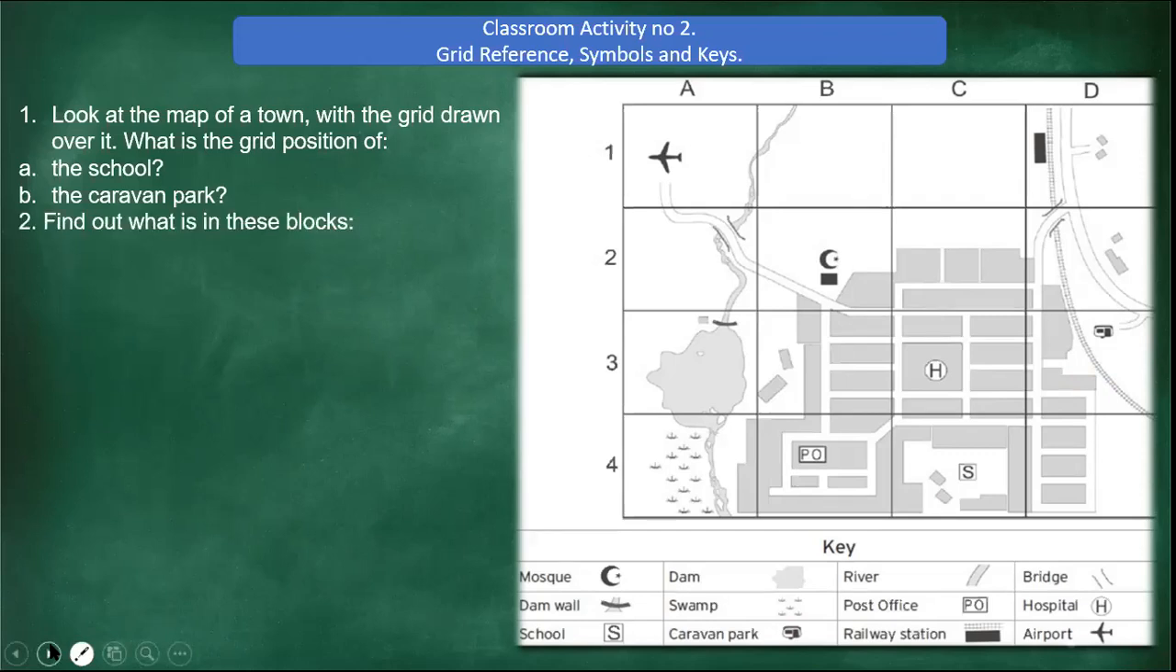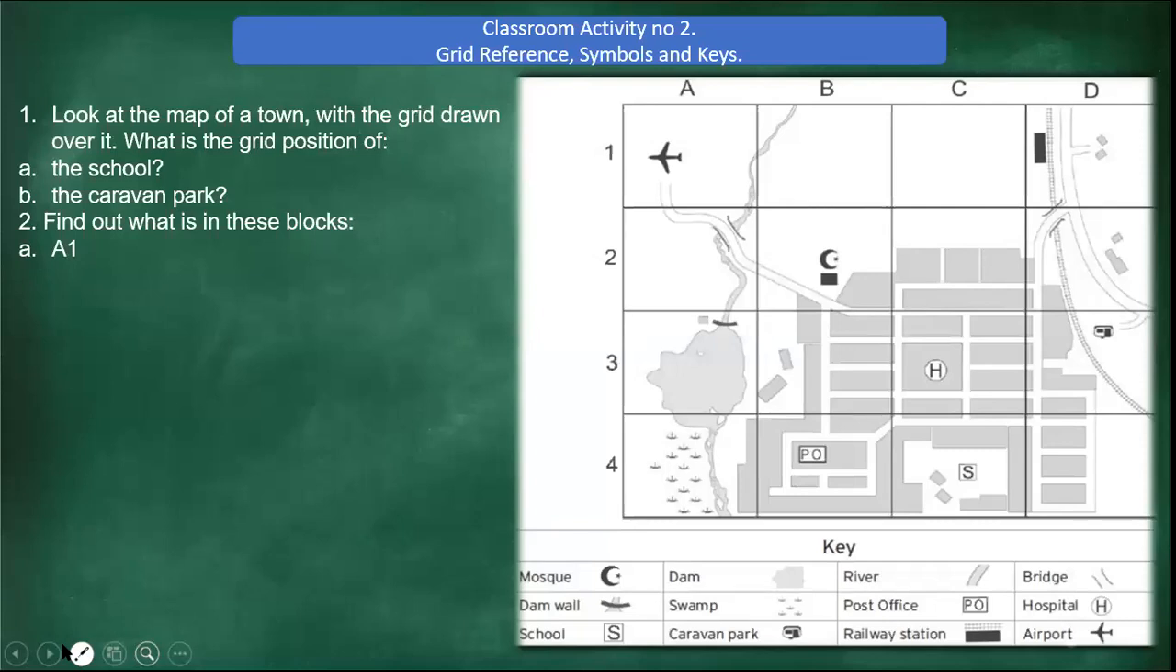Find number 2. Find out what is in these blocks. So I want you to go look at the map and find out what's in those grey boxes. A1, what's in A1? You quickly look at the map and you reference it to the keys. What's in A1? Noah? It's the airport. It's the airport. Thank you very much, Noah.